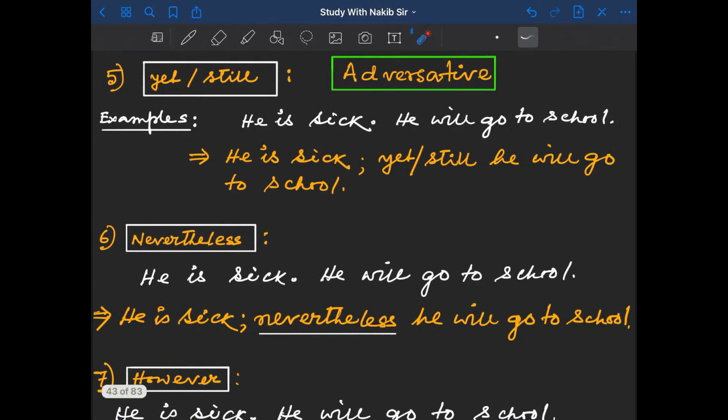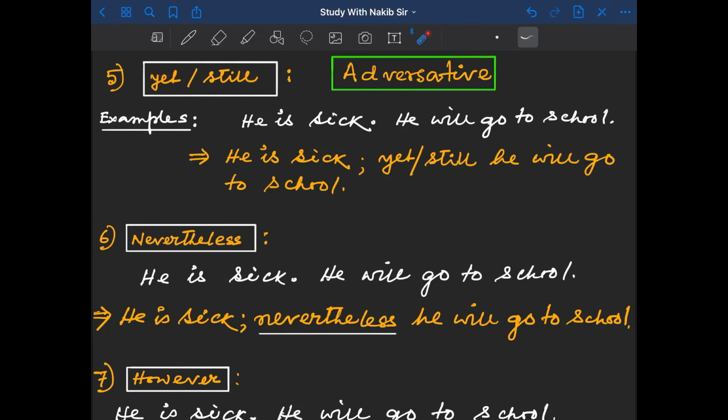Now see another set of coordinating conjunctions. These are called adversative conjunction. Adversative coordinating conjunction. Yet, still, but. But you can't use but, you know. It is prohibited for you. So use yet and still. Yet or still. The same meaning.